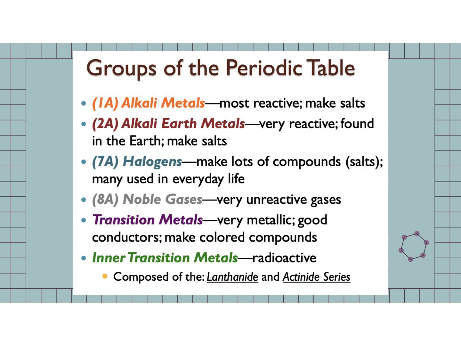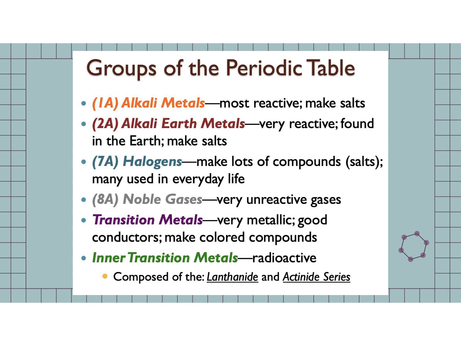7A, remember, is on the right side, one in from the right. Those are called halogens. They make a lot of different compounds, including salts, and they're used a lot in everyday life. All the way at the right, the noble gases are very, very unreactive, to the point of being non-reactive at all. Some other things, the transition metals in that middle section are very metallic.